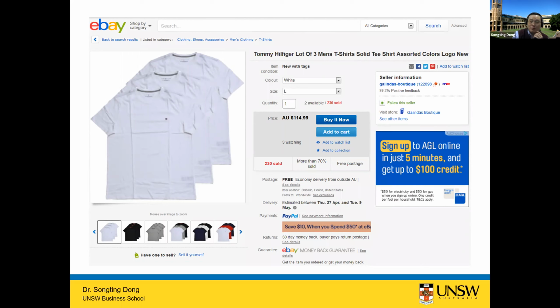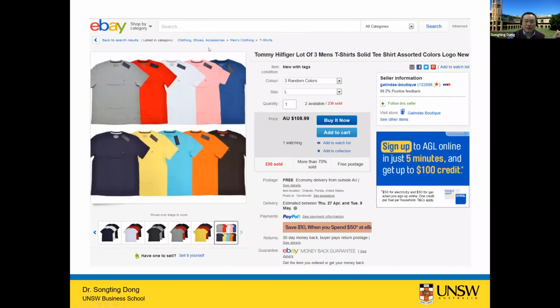This is a screenshot I got from eBay. Right. So here you can see the same product, same brand. If I buy 3 t-shirts with a specified color, white or black, I pay $115. However, this product is called 3 random colors. So same brand, same quality, just a different color. And I don't know which color I'm buying, right? I get 3 t-shirts and I only pay $109.